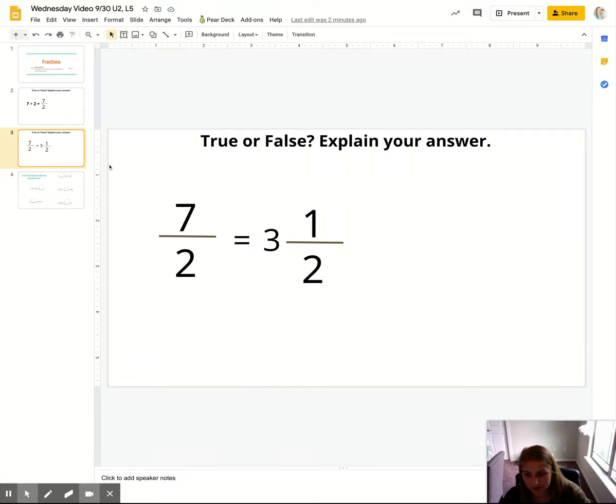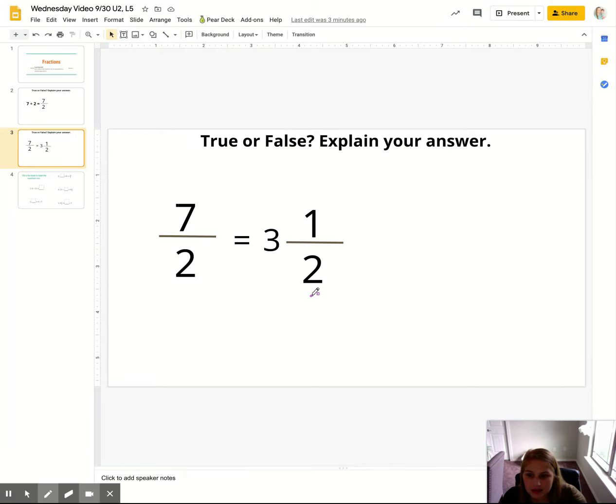Let's look at this one. True or false? Explain your answer. So I have 7 halves equals 3 1/2. In order to find this out, we can do it a couple of different ways. We can work with 7 halves and try to make it into a mixed number, or I can work with our mixed number using either the C method or by just pulling out the wholes.